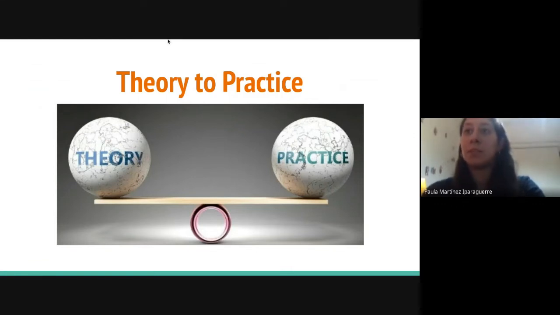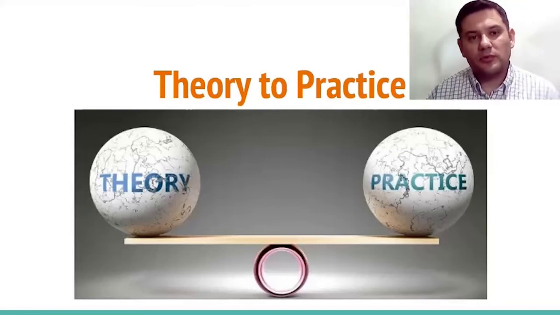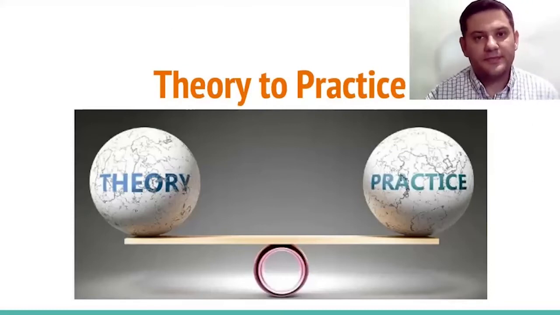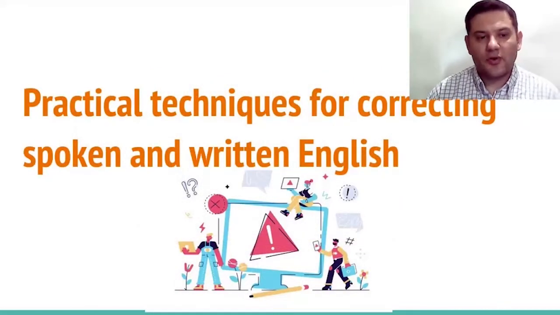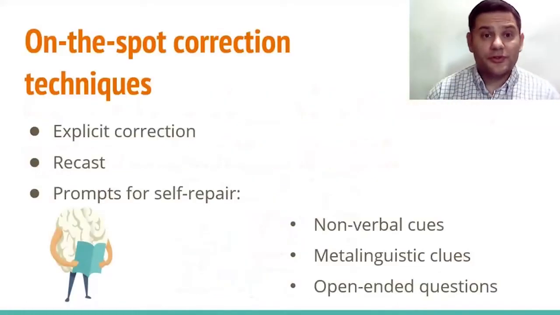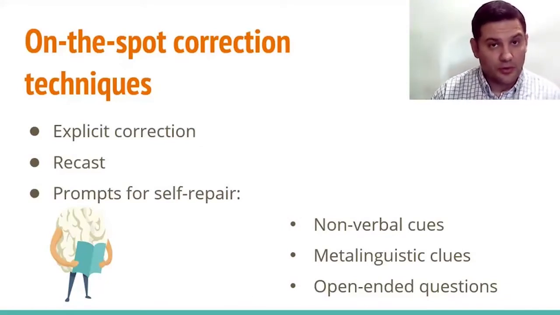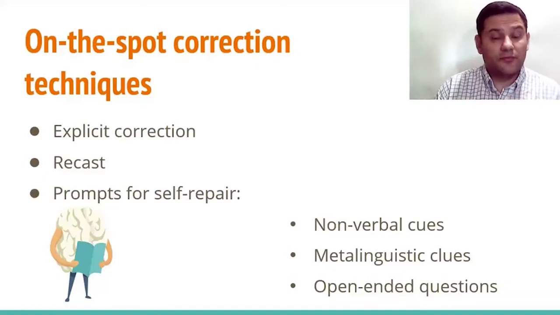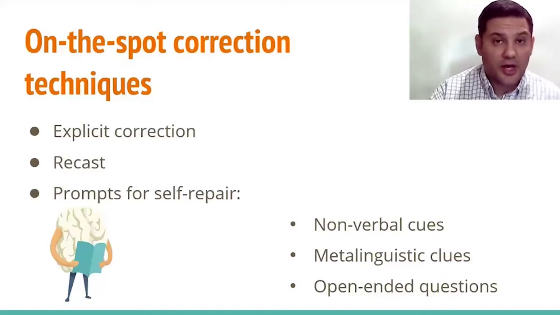Thank you very much, Anita and Paula. I will now be speaking about moving from theory to practice. So we'll be discussing some practical techniques for correcting spoken and written English. First, on-the-spot correction techniques. They are used for dealing with errors as they occur, but we have to be careful not to embarrass anyone. Explicit correction.